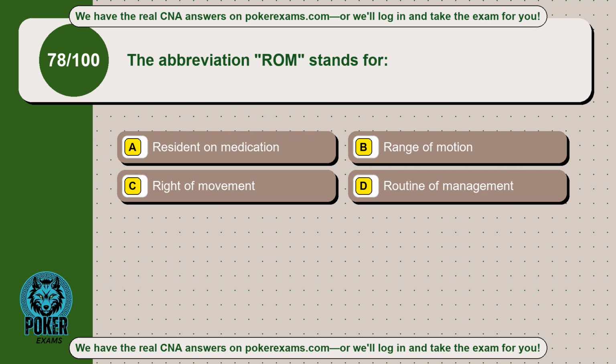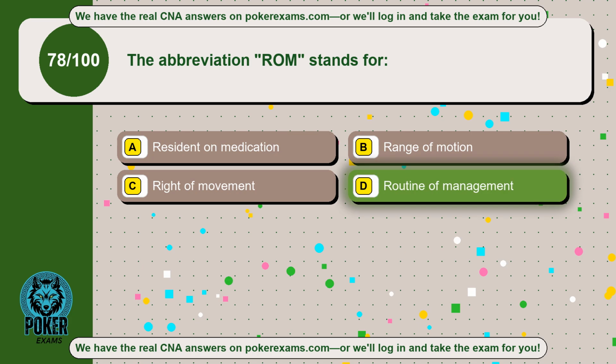Question 78. The abbreviation ROM stands for: Option A, resident on medication. Option B, range of motion. Option C, right of movement. Option D, routine of management. The correct answer is option D.